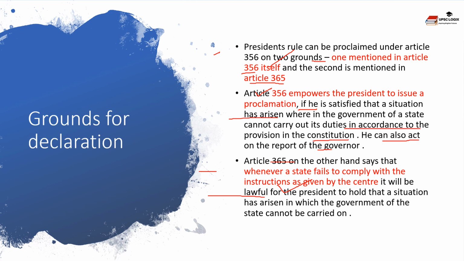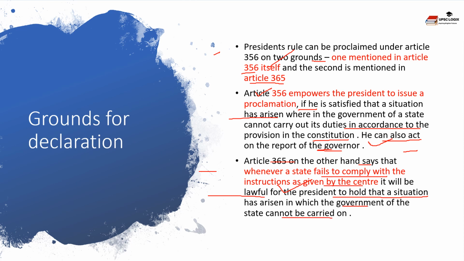He can also act on the report of the governor if the governor says that the state is not acting in accordance with the Constitution or the provisions given in the Constitution. However, he can act without the report of the governor as well. Article 365, on the other hand, says that whenever a state fails to comply with the instructions given by the center, it will be lawful for the president to hold that a situation has arisen in which the government of the state cannot be carried on.